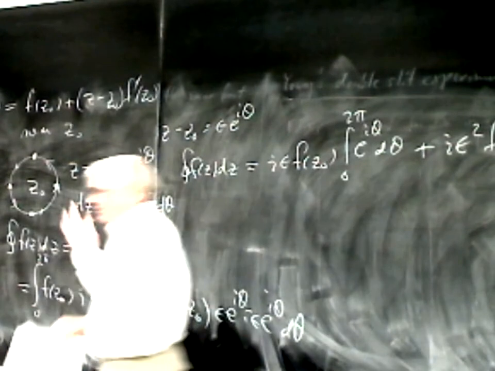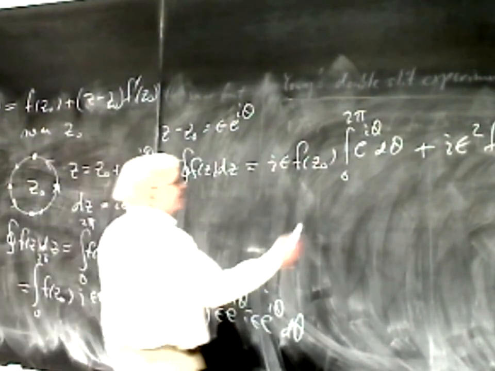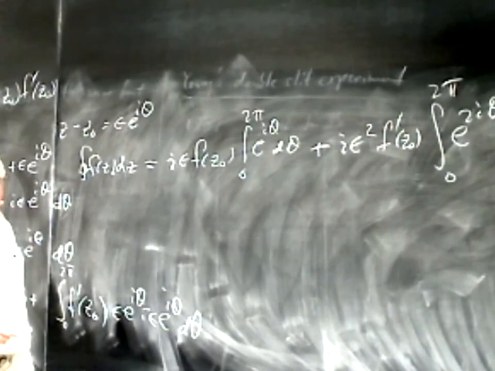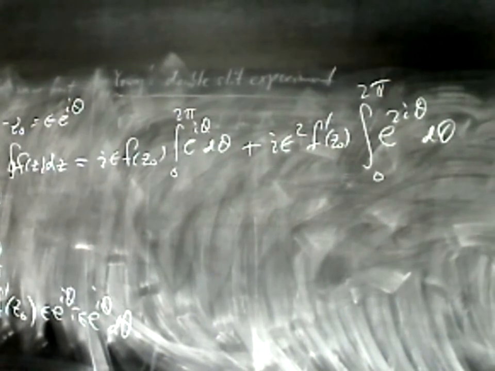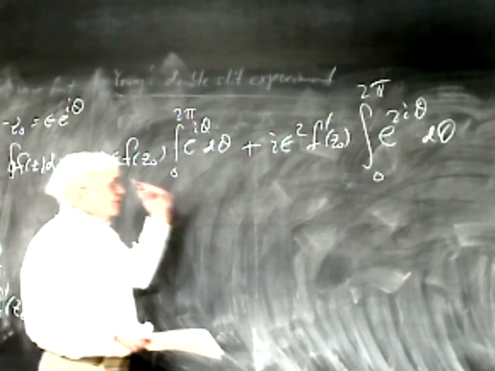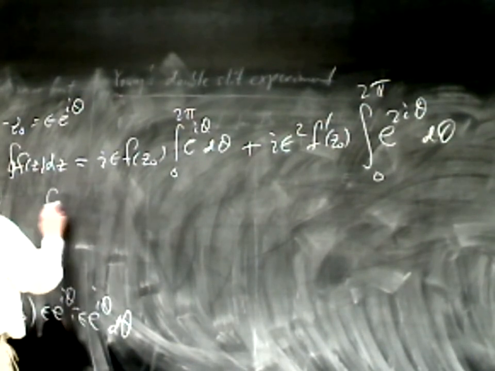Well, these are the kind of integrals that we encountered when we were studying Fourier series, and so you know that both of those integrals are 0. The integral of e to the i theta from 0 to 2 pi is just 1 over i times e to the i theta evaluated at 2 pi minus e to the i theta evaluated at 0. But e to the i theta is periodic, period 2 pi, so the endpoints cancel and they also cancel here. So this thing, in fact, is 0.